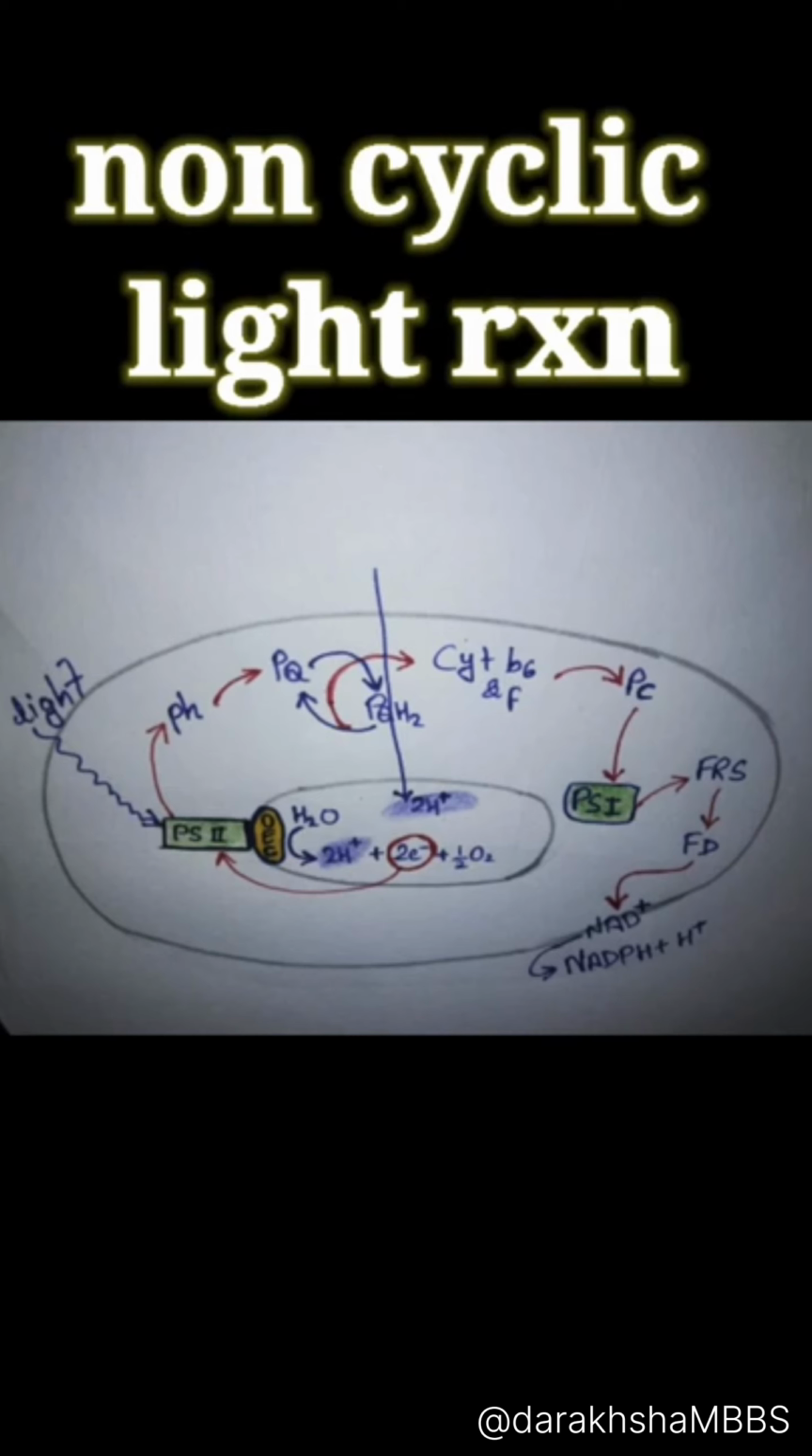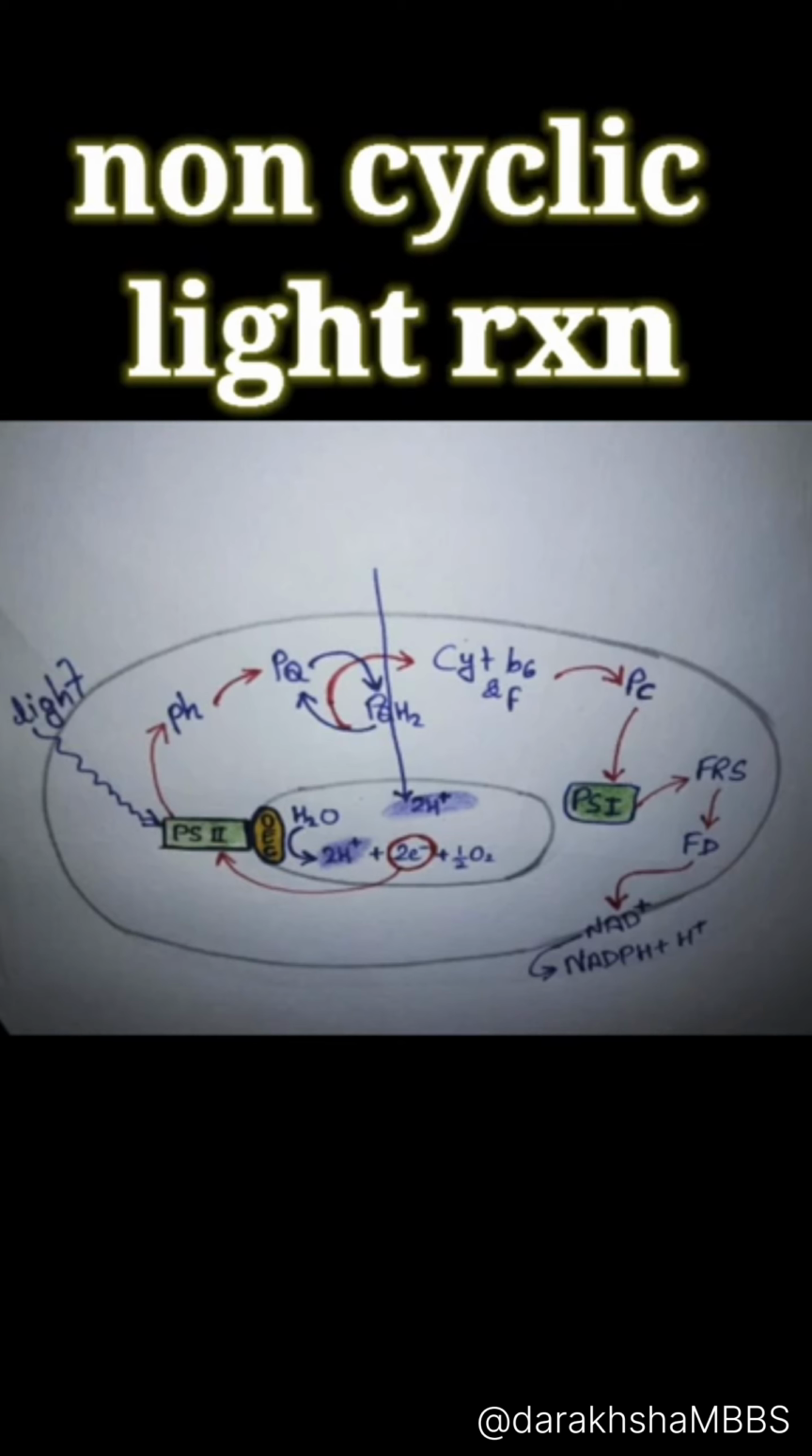Because the electrons are completely used up in this process, this reaction is known as the non-cyclic reaction, because electrons are used up. So there is no chance for a cyclic motion of these electrons. This is how it is done.